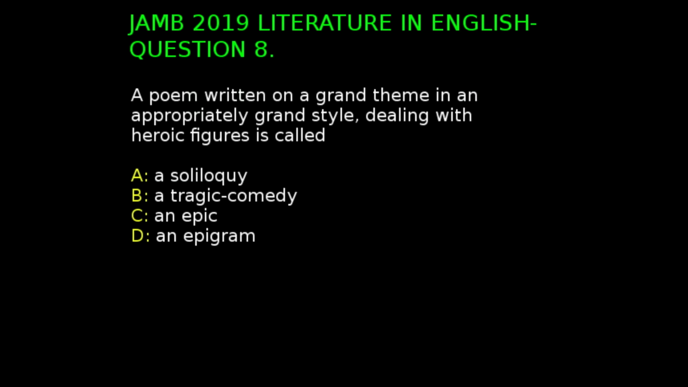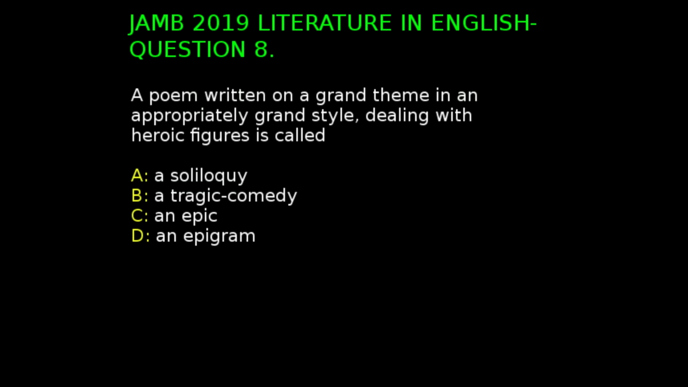The options given are A, a soliloquy, B, a tragic comedy, C, an epic, and D, an epigram. To be able to select the correct answer among these options, let us first of all define the four options. A soliloquy can be defined as a speech in a play in which a character who is alone on the stage speaks his or her thoughts. Option B, tragic comedy, can be defined as a play that is both funny and sad. That is, the play has an element of comedy and tragedy combined.